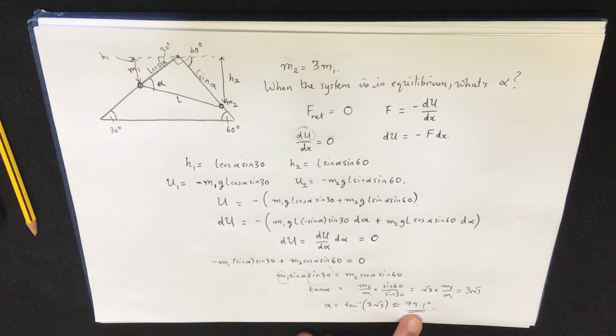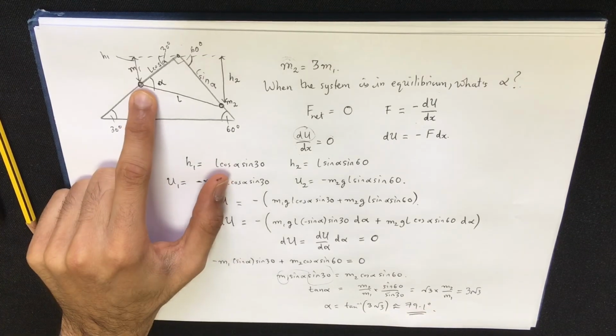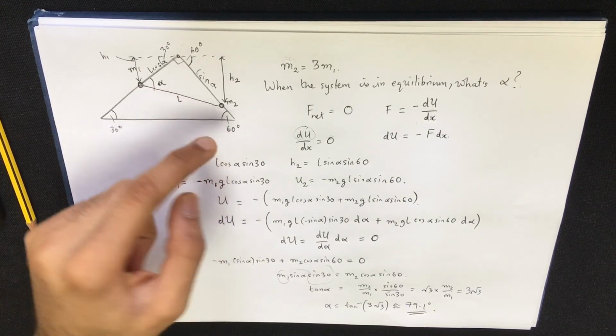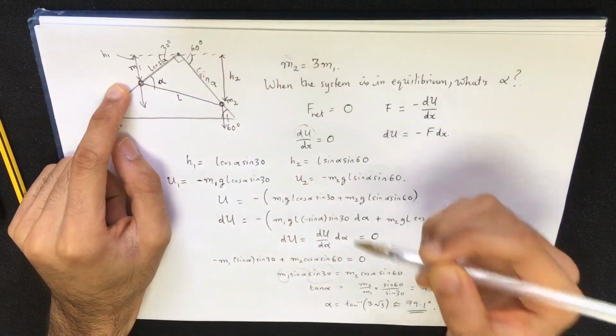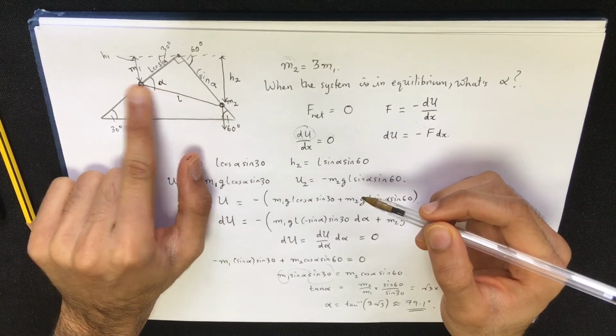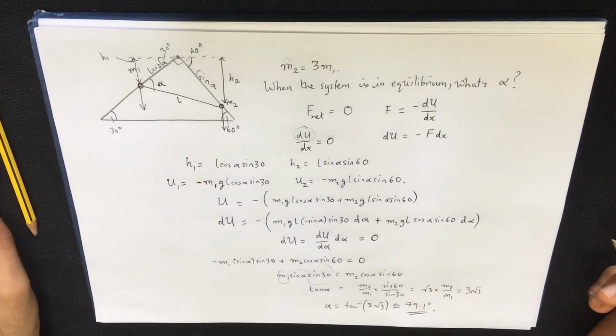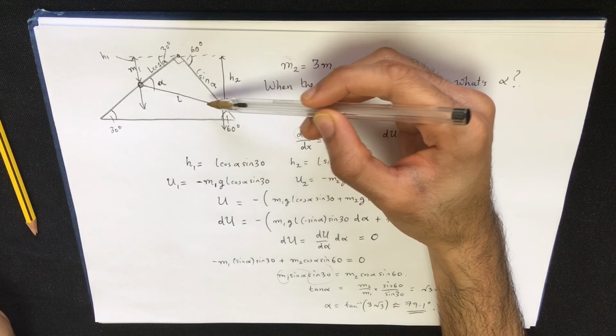And at this point, now you got what alpha is, you can start labeling the actual forces, such as the weight of this mass and the weight of this mass, and you can even figure out what the tension in the string is. But I'll leave that to you guys because it's a simple deal of just balancing the tension forces and the weights.